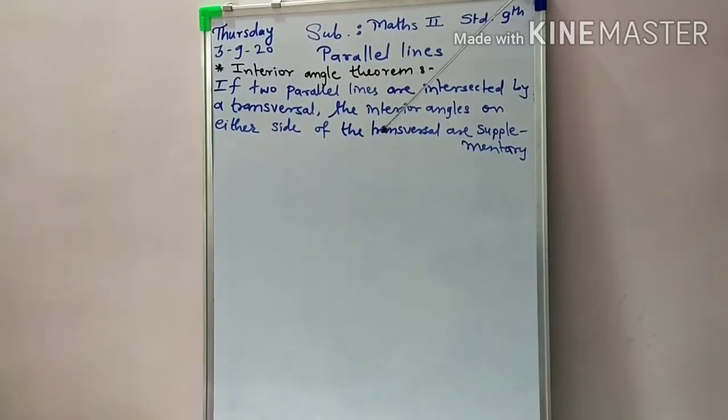So to prove any theorem, the first important part required is what? Figure. Yes, here we have to draw what? Two parallel lines and their transversal, and we name the angles of what? Interior angles. Okay students, pay attention over here.